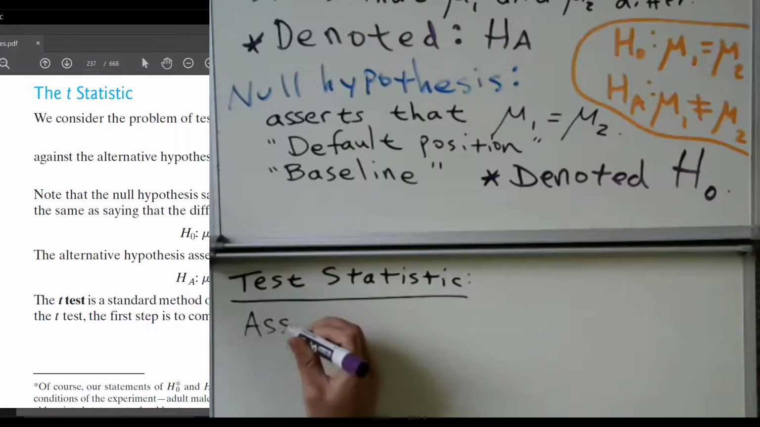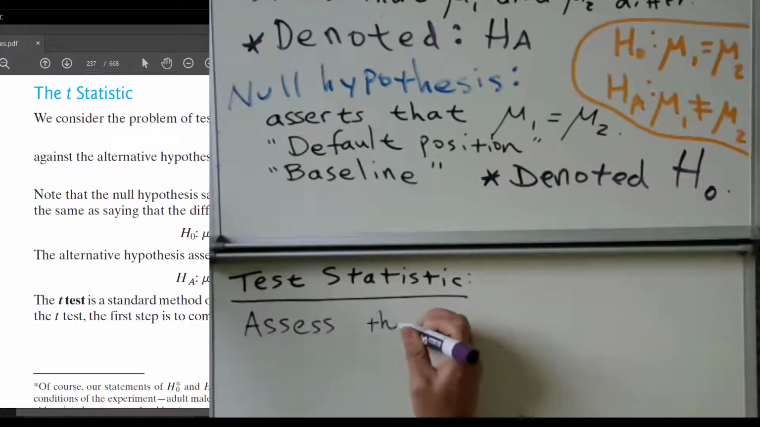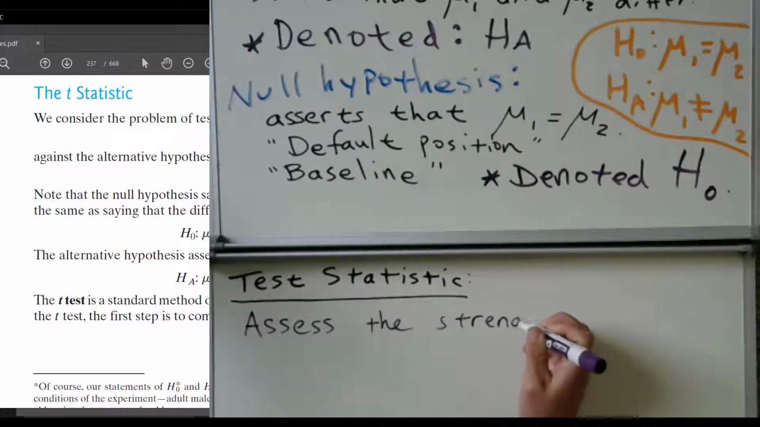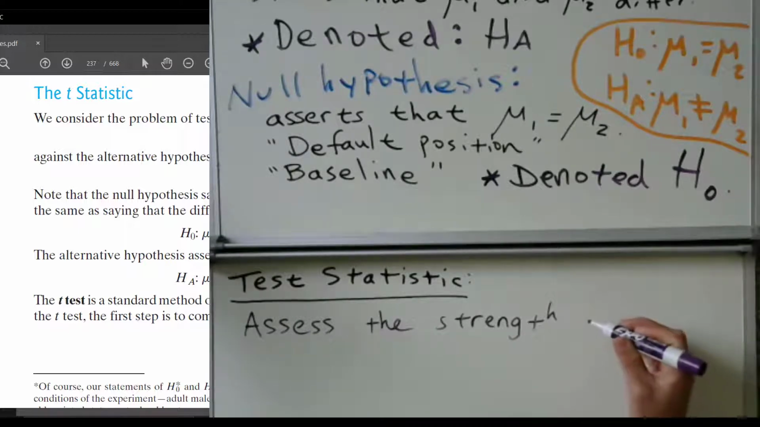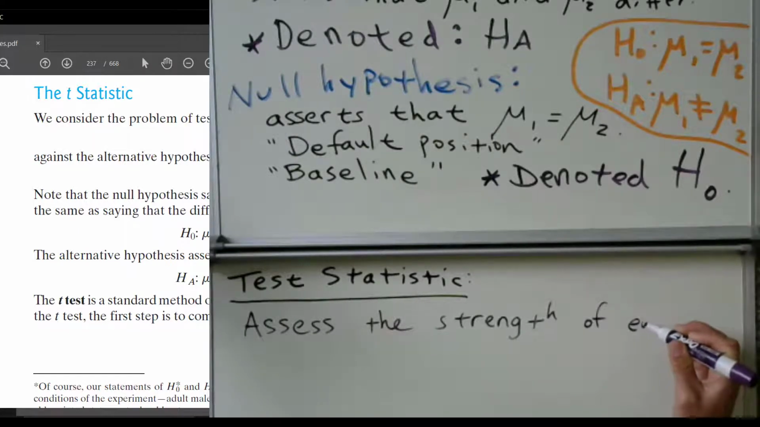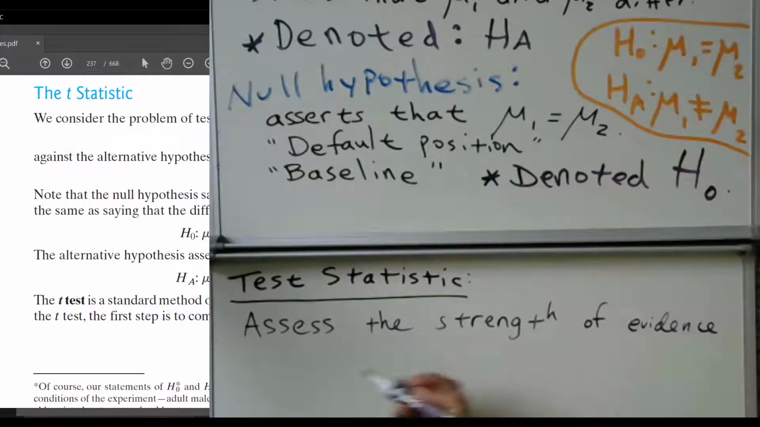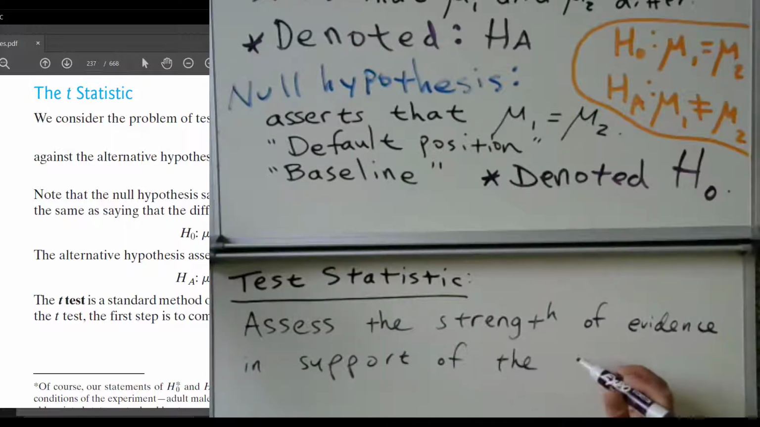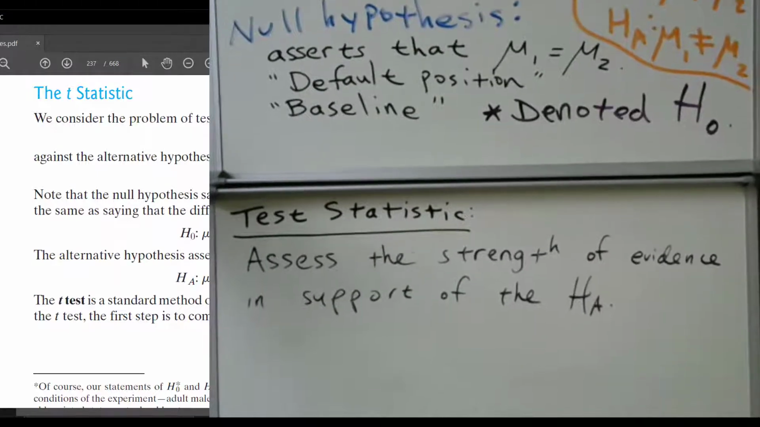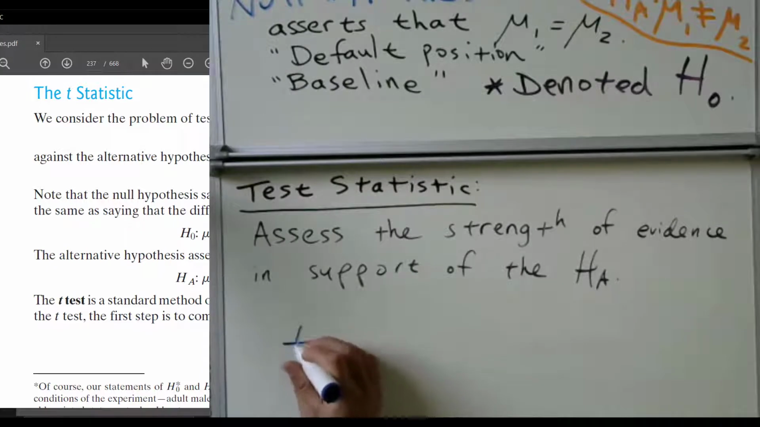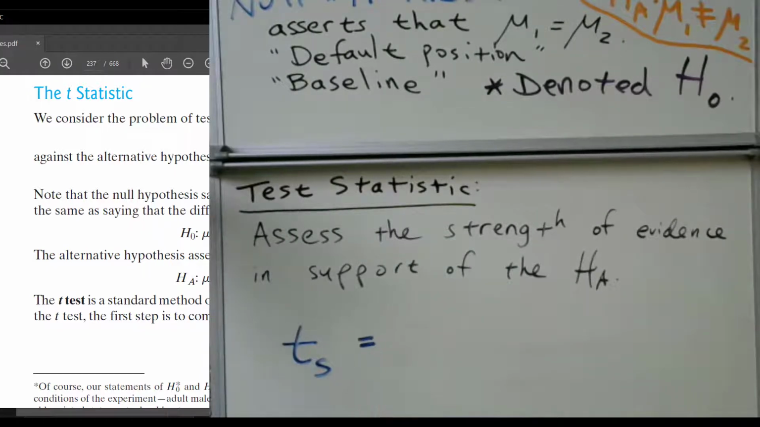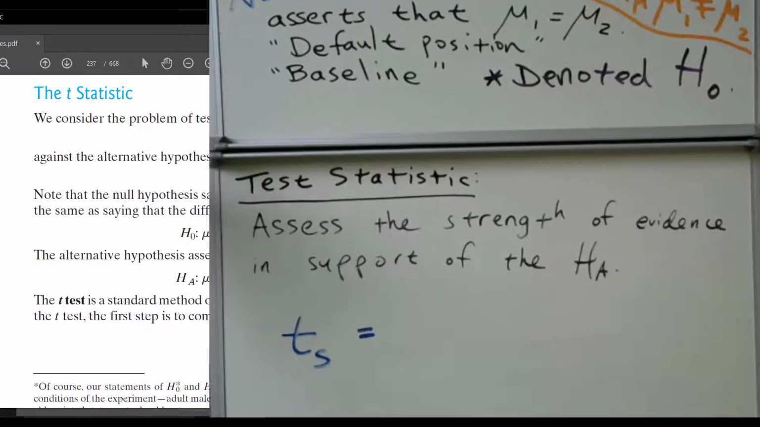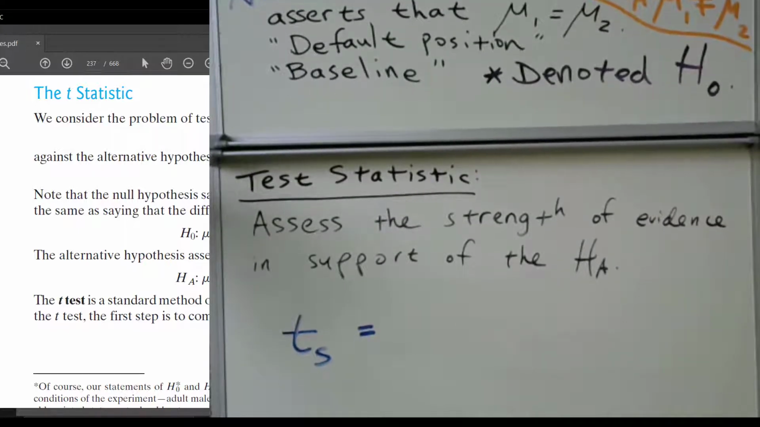The test statistic is going to allow us to assess the strength of our sample evidence in support of the hypotheses. I should say, in support of the alternative hypothesis. The formula for our test statistic is abbreviated TS. The S actually stands for sample, and T, well, we're going to be using the T distribution.